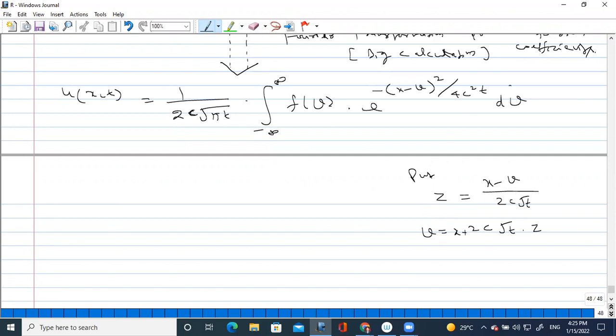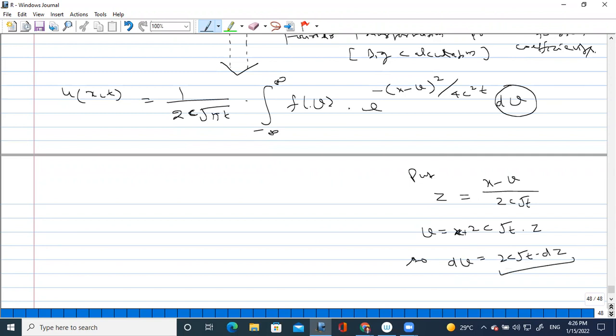If I want to replace it, dv also you have to replace. So dv will be, because x is considered here as constant for partial, it will be 0, and dv will be applicable only on dz. So it will be 2c root t into dz. So this dv will be replaced by this.